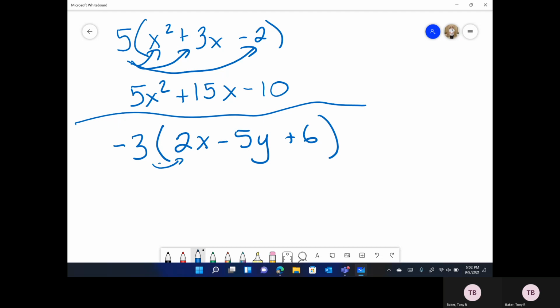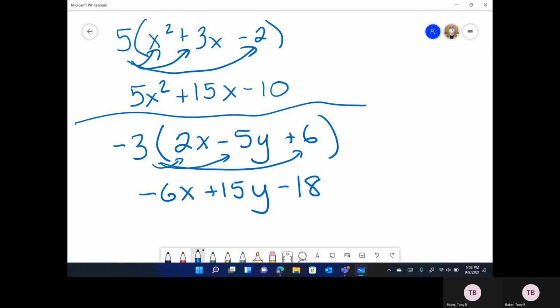I'm going to take the negative 3 and I'm going to multiply it by all 3 things inside. Negative 3 times a positive 2, a negative times a positive gives you a negative. So I have negative 6x. Then I do negative 3 times negative 5. Two negatives make a positive, so that gives you a 15y. And then negative 3 times 6 is negative 18. Does that make sense? Okay.